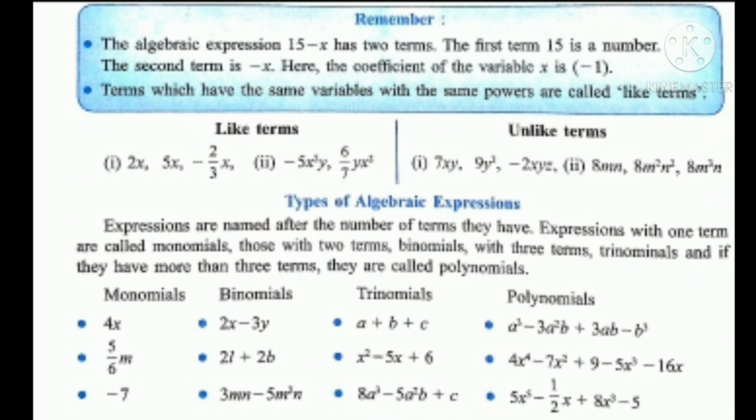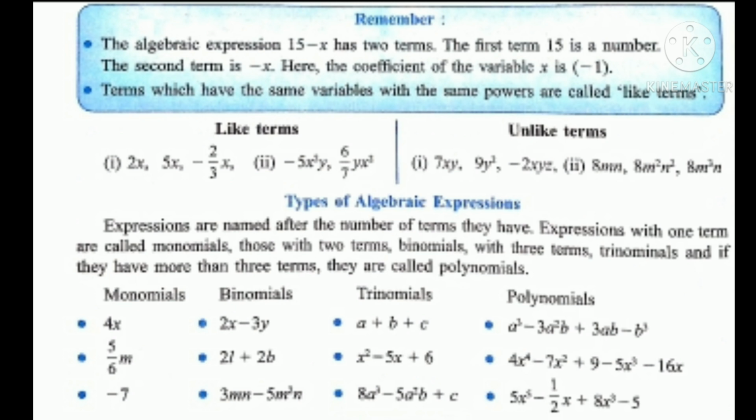Types of algebraic expression. Now expressions are named after the number of terms they have. An expression with one term is called a monomial. If the expression has only one term, then it will be considered a monomial. Those with two terms will be considered binomial. With three terms will be considered trinomial. And if they have more than three terms, they are called polynomials.